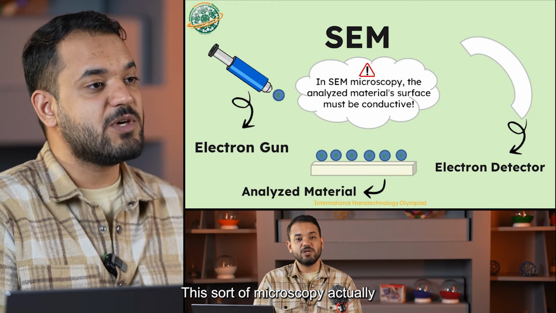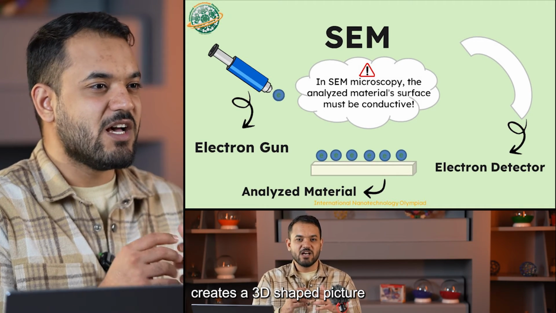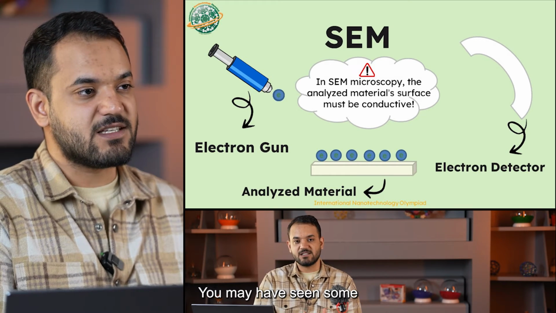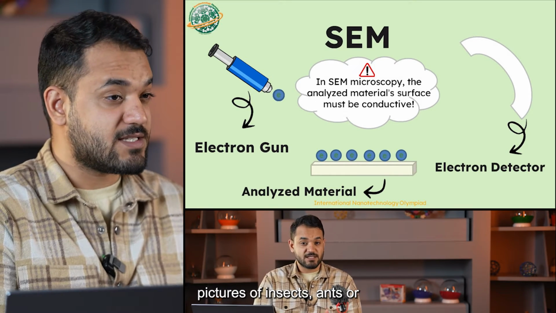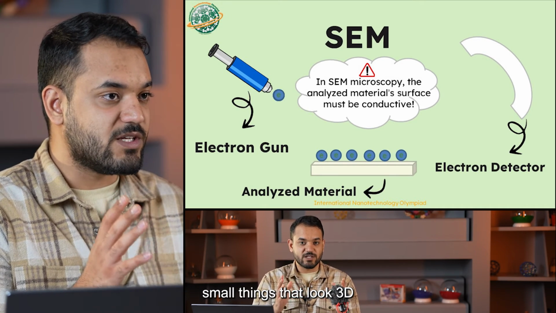This sort of microscopy creates a 3D shaped picture of the surface of our material. You may have seen some pictures of insects, ants, or small things that look 3D in shape.